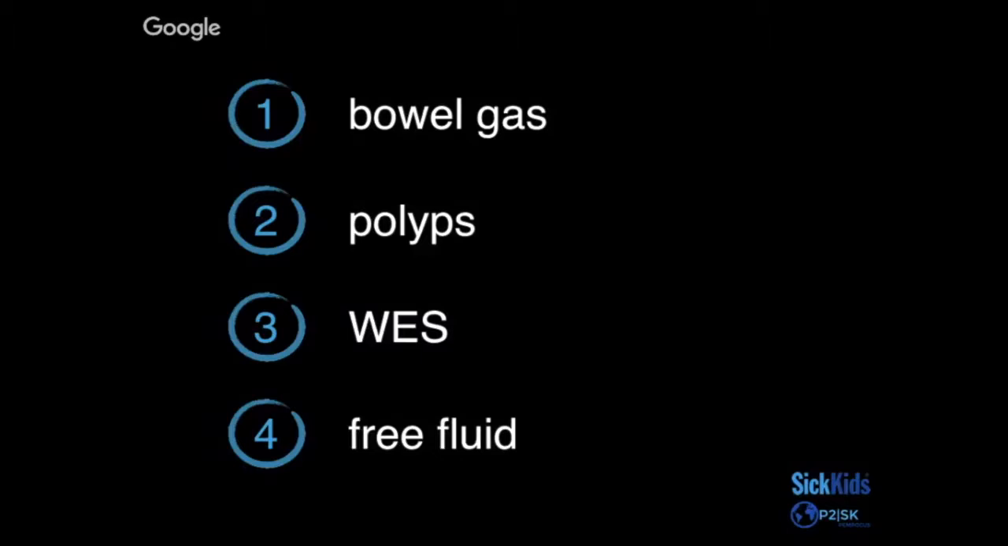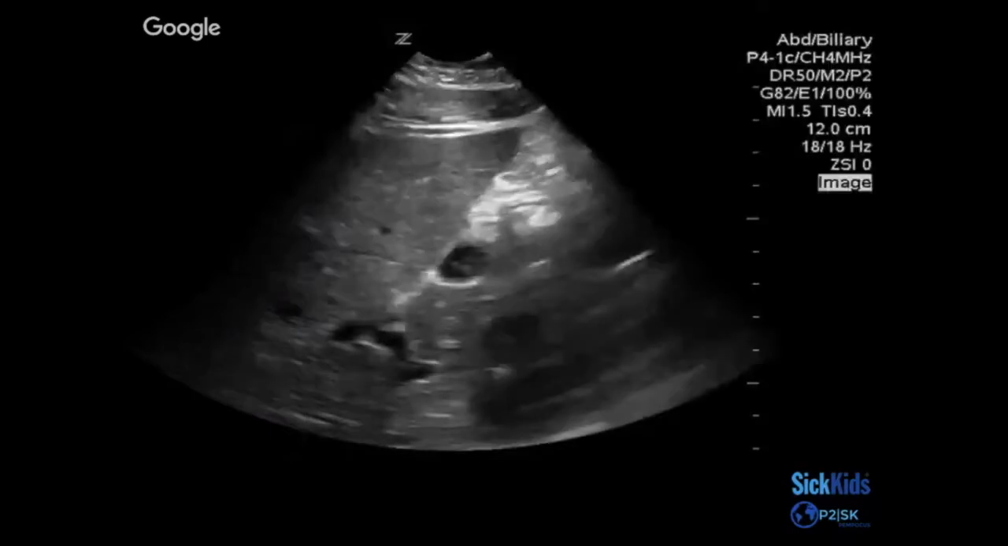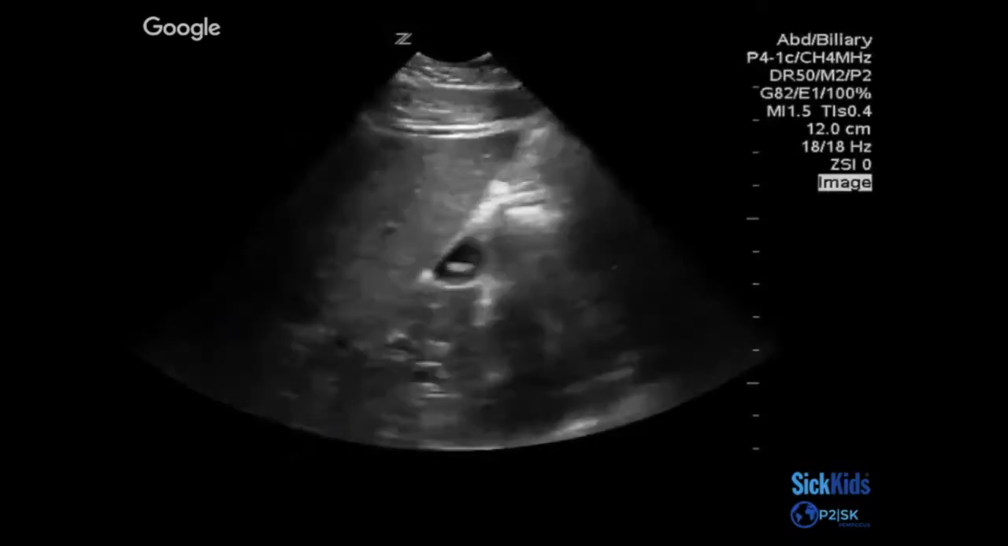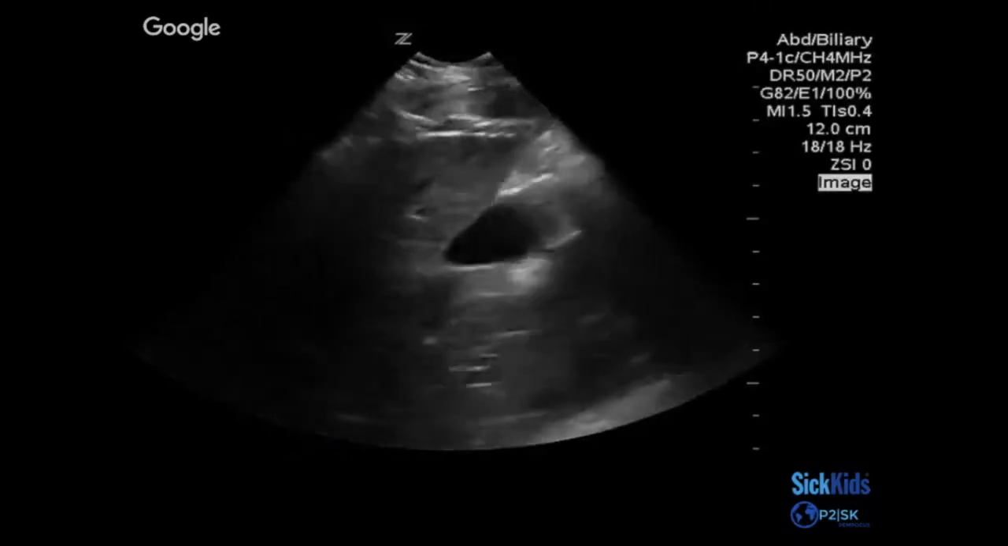And then also just this concept of free fluid. Remember that you can have free fluid around the gallbladder, and you want to make sure that you're not just seeing ascites. So here's an example of some stones.